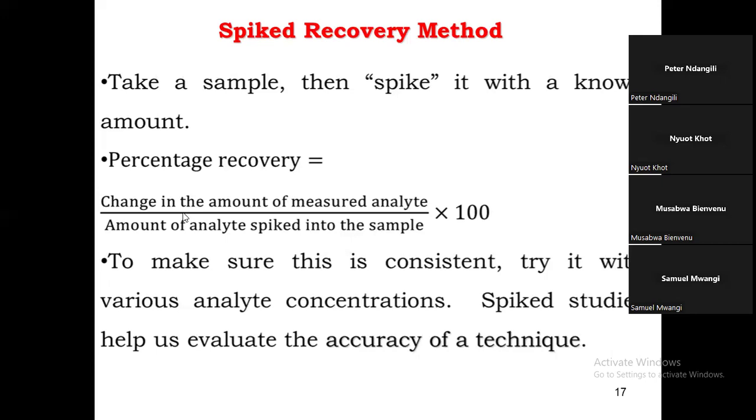And how do you calculate the percentage recovery? This is the change in the amount of measured analyte divided by the amount of analyte spiked into the sample, and you multiply by 100. And to make sure that this is consistent, you try it with various analyte concentrations. When you try it with various analyte concentrations, then the percentage recovery should be very similar. You are supposed to have a precision. So the spiked studies help us to evaluate the accuracy and the precision of our technique.